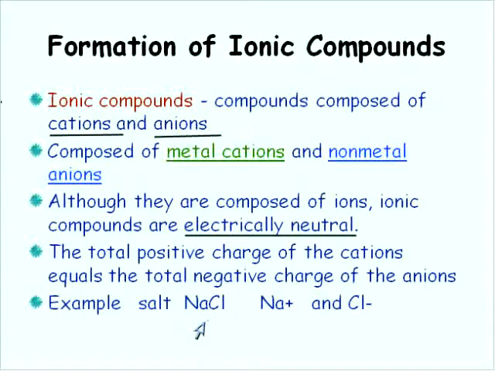So if we look at sodium chloride, sodium is a cation, it has a positive charge. Chlorine is an anion, it has a negative charge. And notice if we add up the charges, we have one sodium, that's a +1, plus one chloride, which is a -1, and so therefore the net charge is 0.